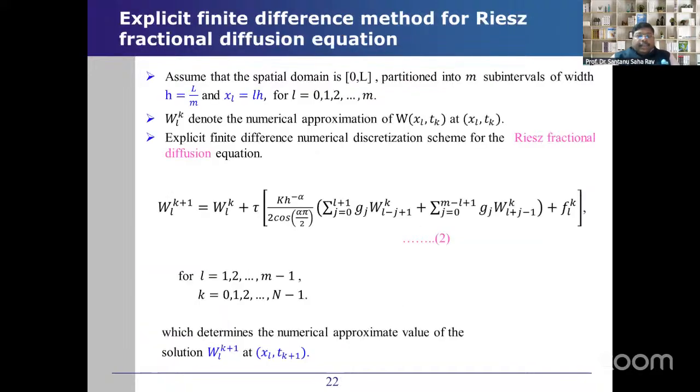To solve this type of Riesz fractional diffusion equation, first we discretize the spatial domain 0 to L into M subintervals by the step size h equal to L by M, and the mesh points x_l equal to lh for l equal to 0 to M. And w_l^k is the computed value of w(x_l) at the mesh point x_l. Here I have used the explicit finite difference approximation to discretize the Riesz fractional diffusion equation, equation 1. Discretizing equation 1, I have obtained equation 2, where I have applied the shifted Grunwald formula.